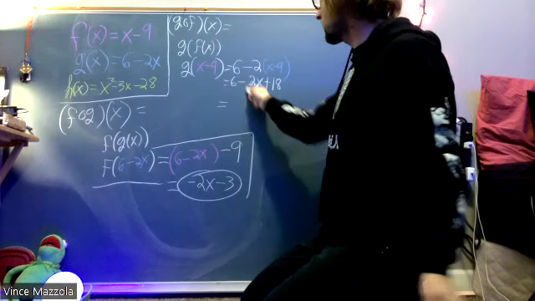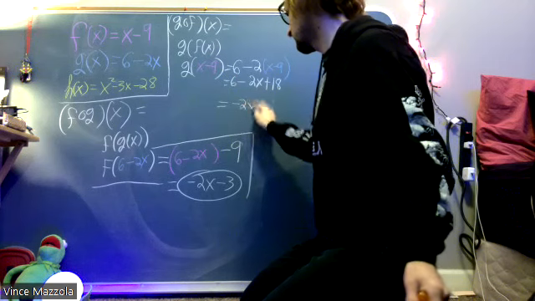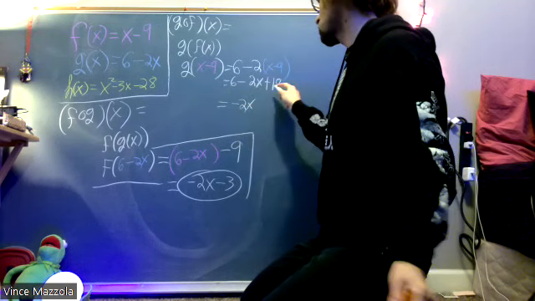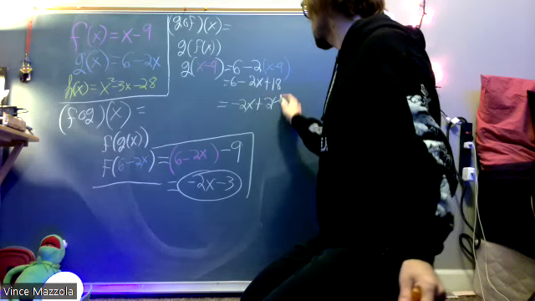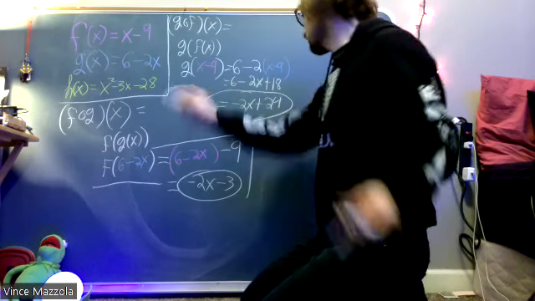So negative 2x is just alone again. And then 6 plus 18 gives you 24. And that's our answer.